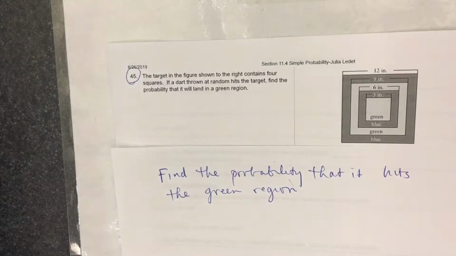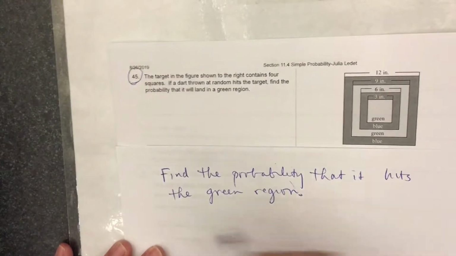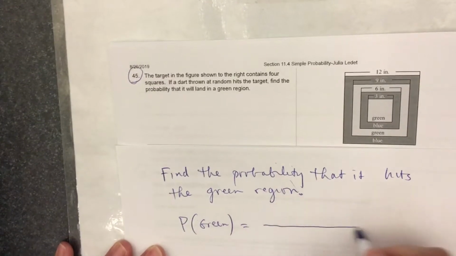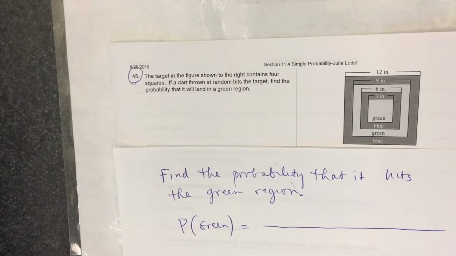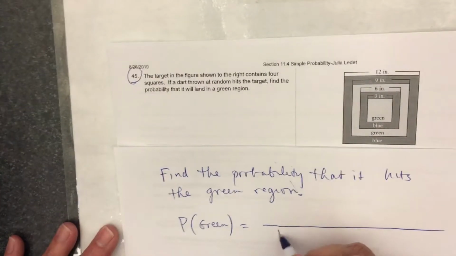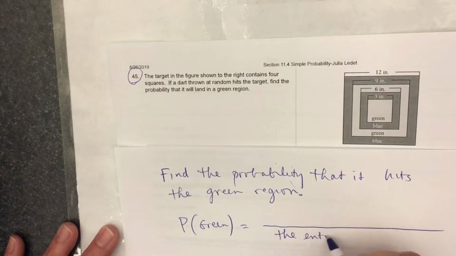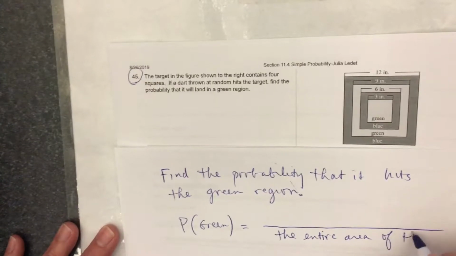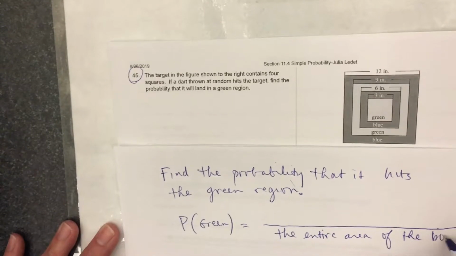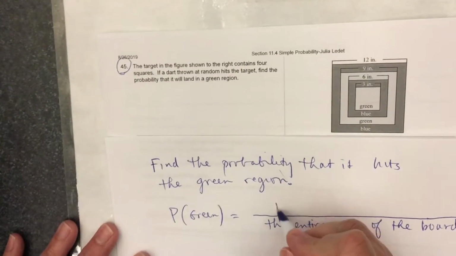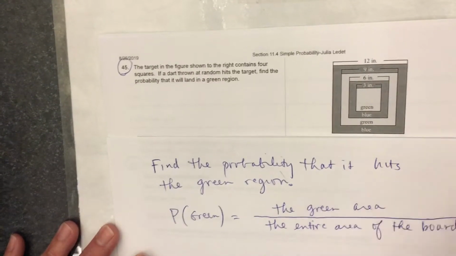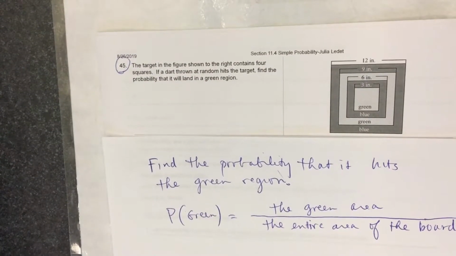So what I'll do is I'll have to do this. The probability of green is going to be something like this. It'll be the entire area of the dartboard on the bottom. The entire area of the dartboard. And in the top, it is the green area. So that's the number I need to calculate for this problem.